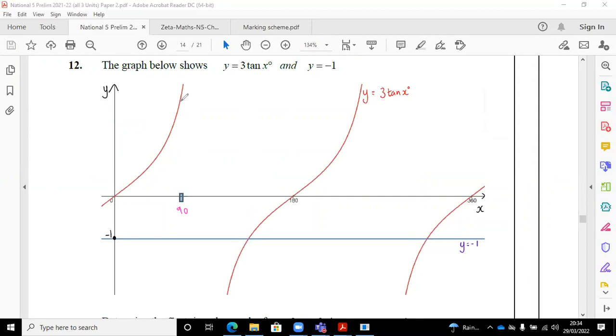Tan is positive. Between 90 and 180, tan is negative. So when x is 90, between that and 180, tan is underneath the x-axis, so it's negative. Between 180 and 270, it's positive. Between 270 and 360, it's negative.